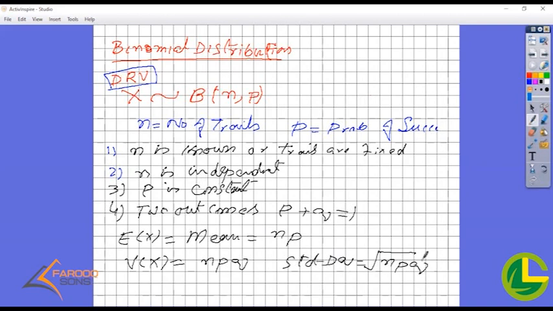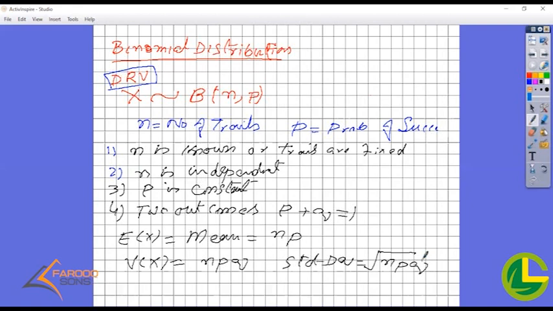Now after this, we can say in short, binomial has two parameters, n comma p: number of trials, and probability of success. It has four conditions to apply binomial: n is known, trials are independent, p is constant, and two outcomes only, success and failure. If you learn it this way, you can get it.